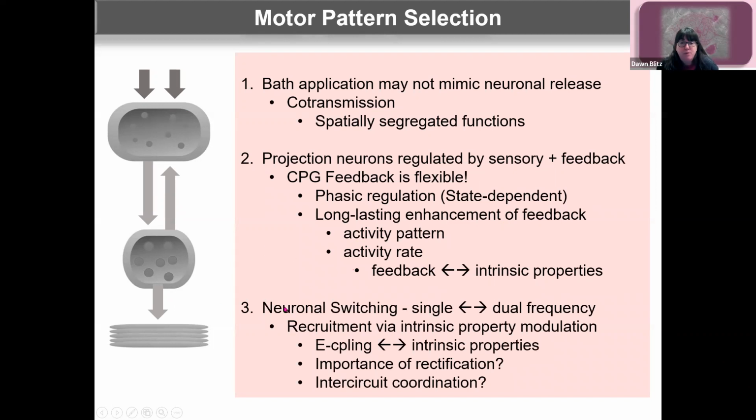And then third, in terms of neuronal switching, these switches between single and dual frequency are really prevalent. And I think recruiting a neuron through modulation of intrinsic properties is a good thing for us to keep an eye out for. And we're really interested in how electrical coupling and intrinsic properties interact. Certainly modeling work from Gabrielle Gutierrez and Eve showed some really interesting complexity there. And that includes a potential role for rectification. And we think that's going to be really important for LPG to escape from the rest of the pyloric circuit. And we're also going to look at its roles in inner circuit coordination.